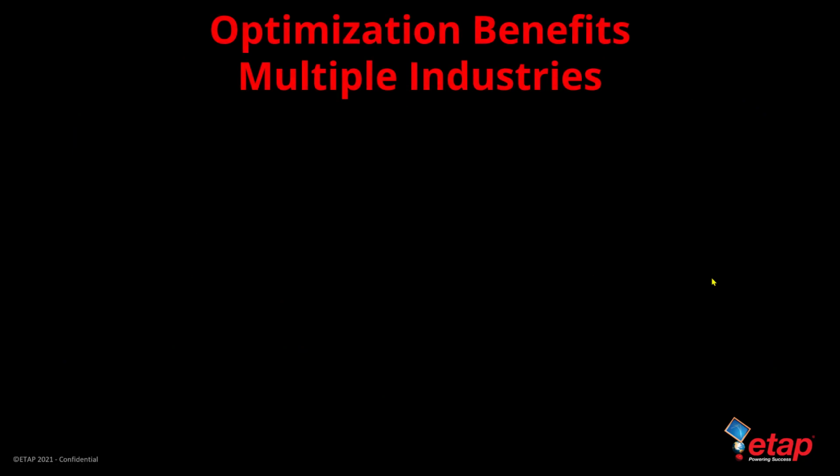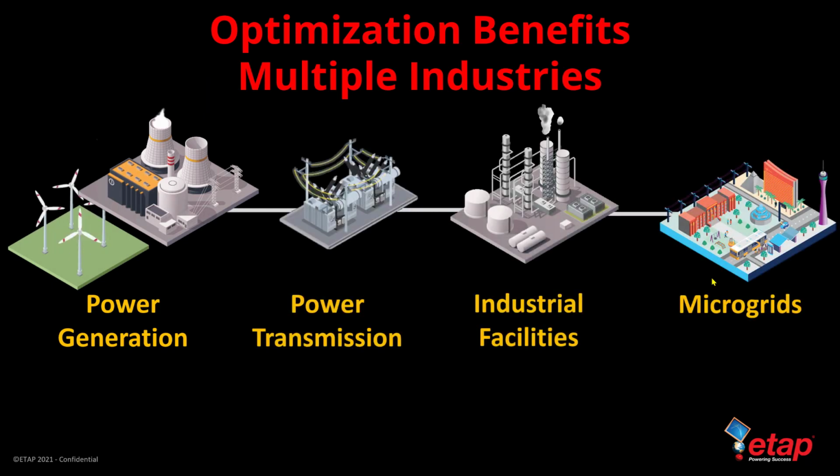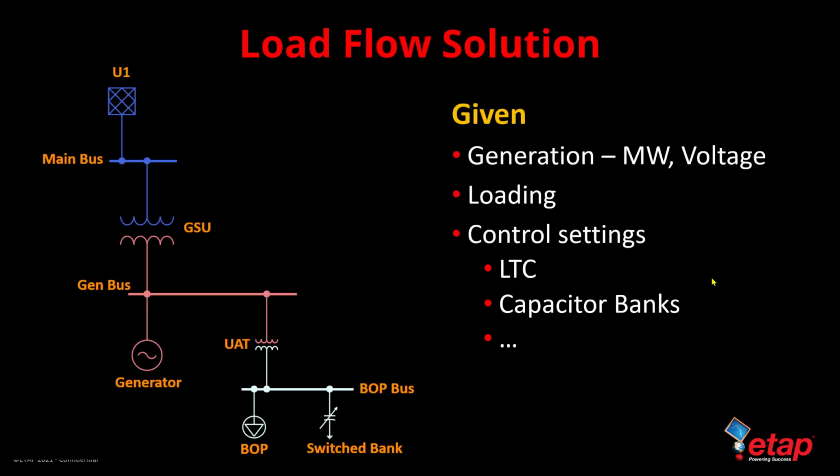There are multiple optimization benefits that apply to multiple industries. Not only power generation, but also power transmission, industrial facilities, and microgrids. All of these different types of industries, and not just limited to these, can benefit from an optimization study using optimal power flow. We can of course do our optimization using load flow solutions.